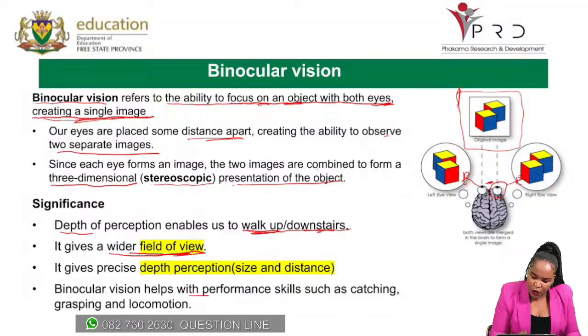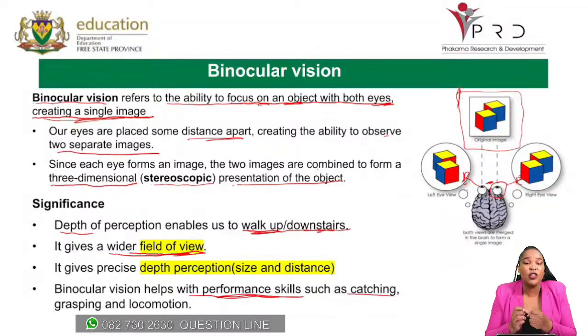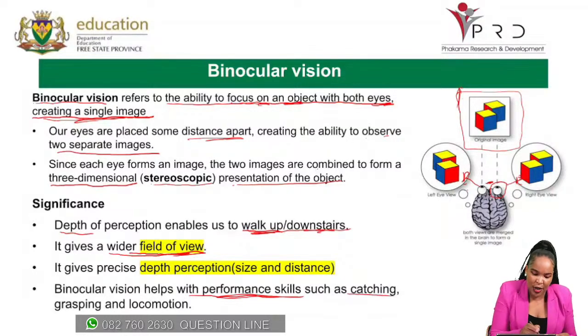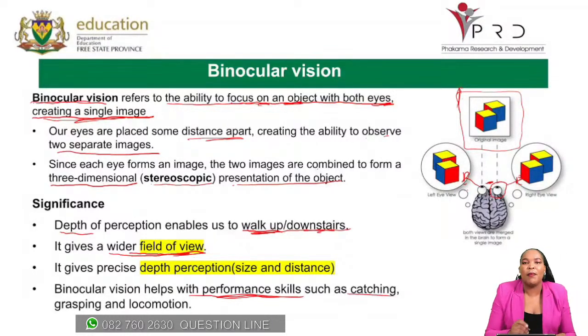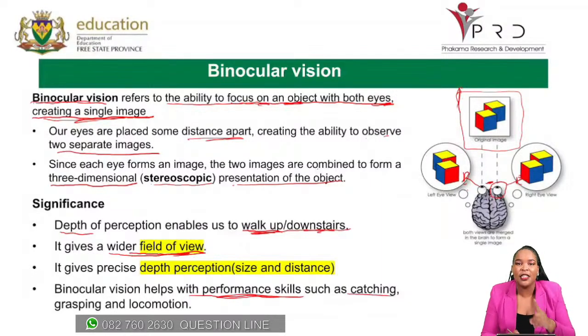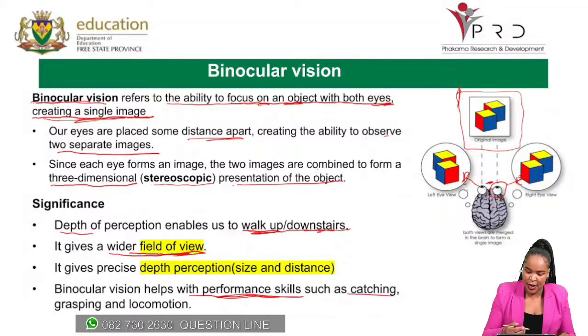It also helps to perform skills such as catching. When someone is throwing a ball at you, imagine a ball is coming to you and then you see two balls. Which one are you going to catch? Because there's actually one ball coming towards you. So that can be very funny. So fortunately, we have this binocular vision to help us to see only one image from both eyes. Right. Moving on.